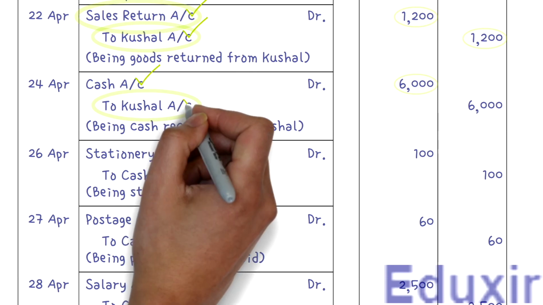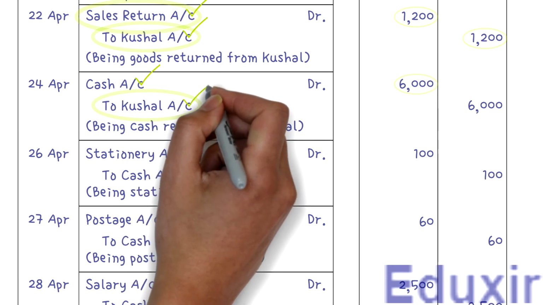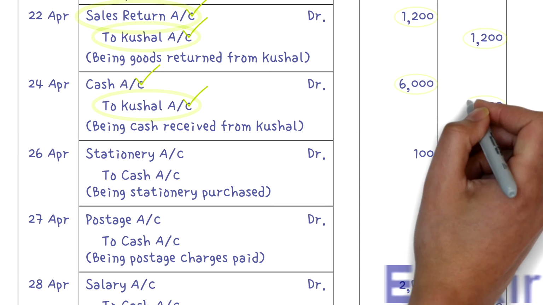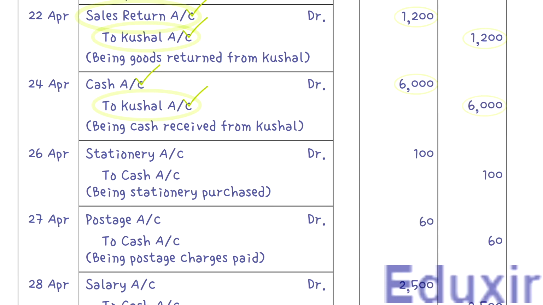As the name suggests, it needs to be posted on the credit side of Kushal account and the credit amount is 6000 rupees. Note that the details that need to be posted into the particulars column is cash account. As we already have Kushal account, let us now post this entry into that account.